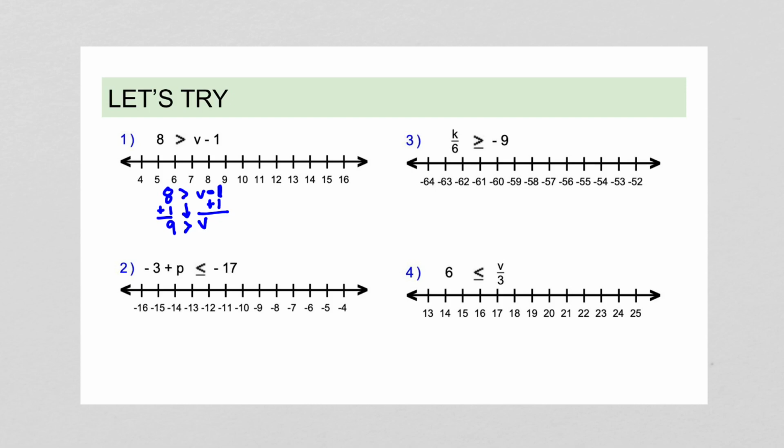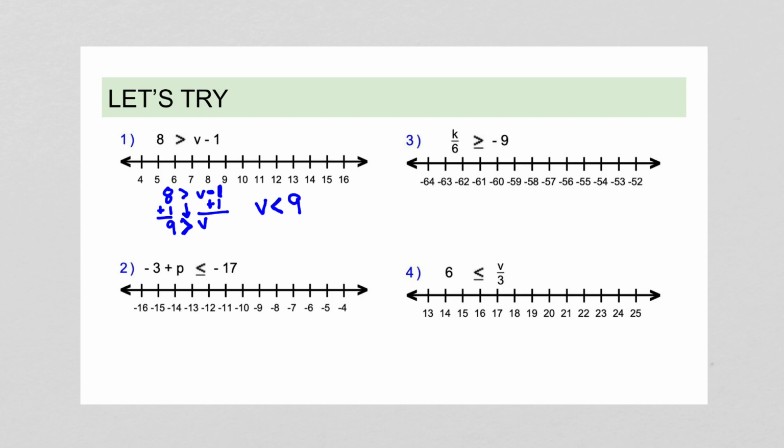But if you recall in our last lesson, it's easier to graph if we write the variable first. Okay, so I'm going to write the variable first, and right now the symbol is pointing toward the v, so I'm going to keep it pointing toward the v and say that 9 is greater than v. So if 9 is bigger than v, we can logically say that v must be smaller than 9.